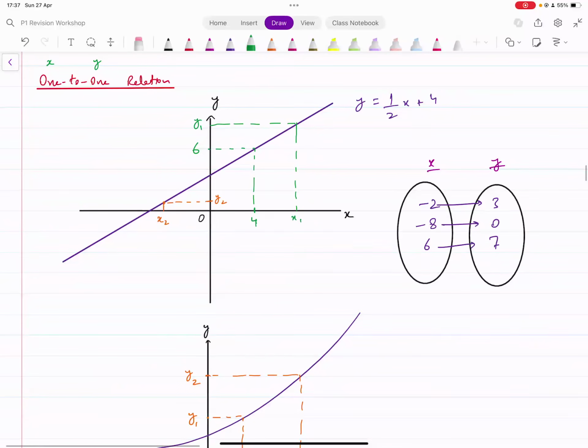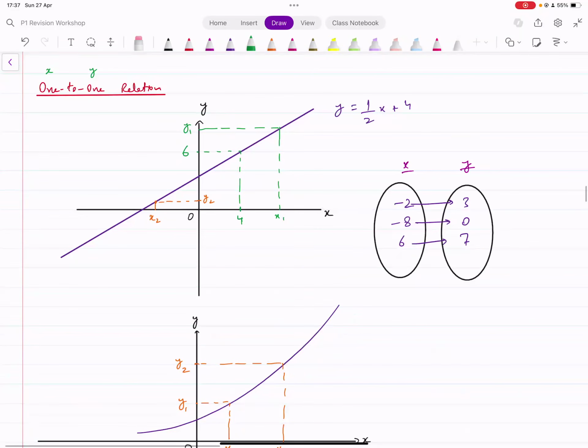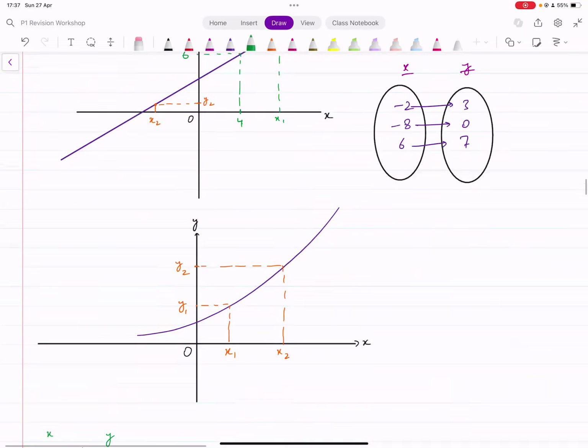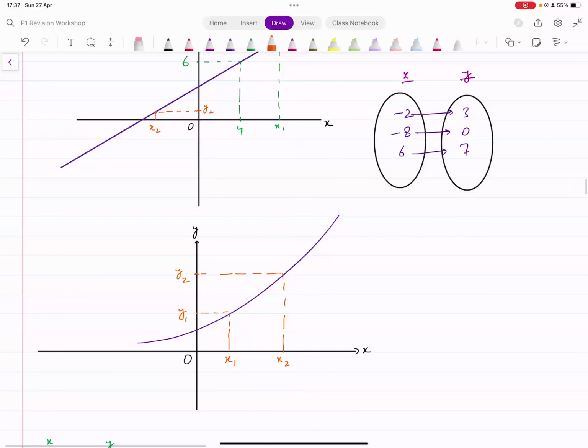One-to-one relation means that for each value of x, we've got only one value for y, and for each value of y, we've got only one value for x. What kinds of functions are these? For example, a straight line like this. You could have a curve like this. In this curve as well, you have one value for x for every one value of y, and one value for y for each value of x, right?